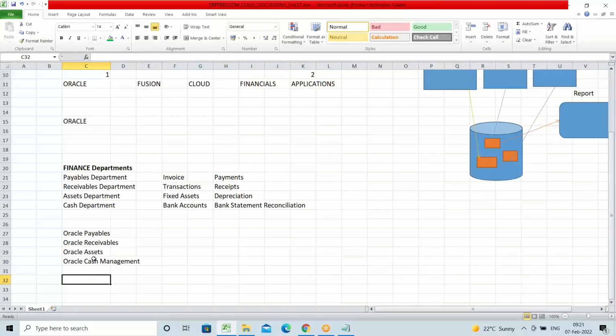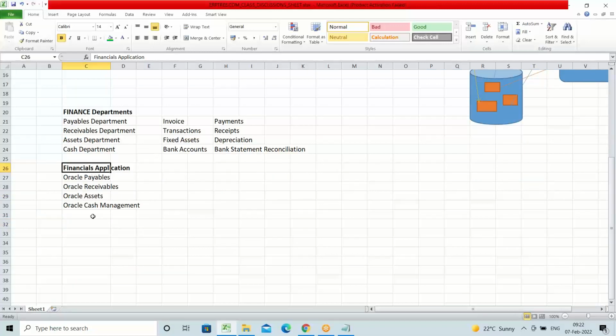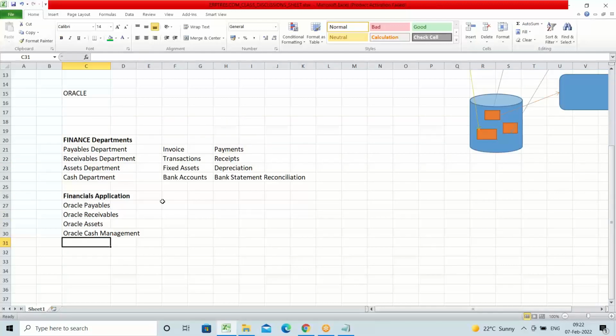Okay, this is how, for each department dealing with finance-related transactions, Oracle is providing separate applications. These applications we call financial applications. I'll give the full naming conventions later. For now, you take this point. Slowly we'll cover all those points, where we have to include Fusion, where we have to include cloud, etc. There are many other points. For now, take it like this. There is one more application which you have to include based on our discussions. I'll include it; for now, not required. Right.